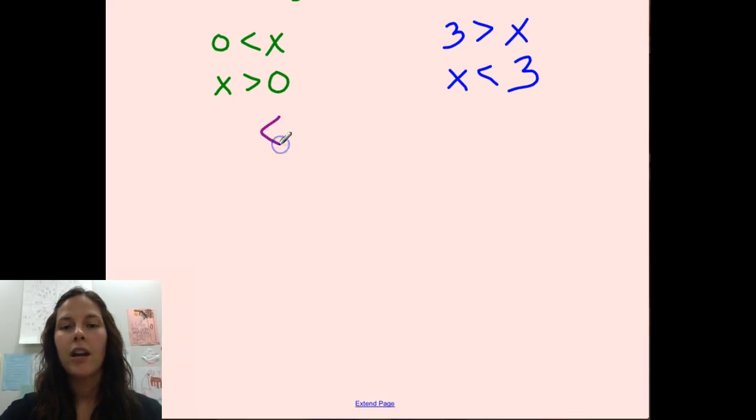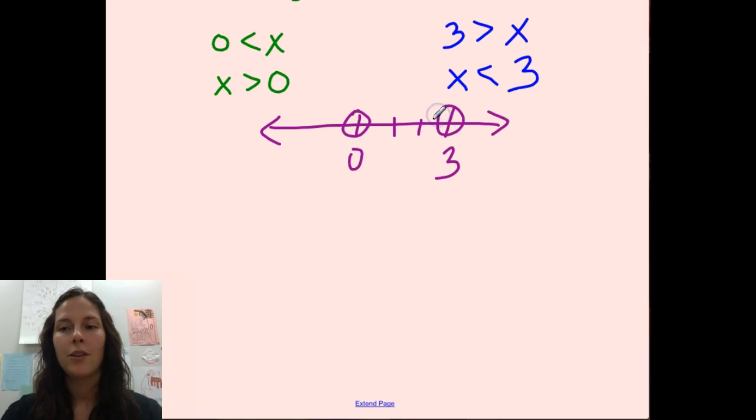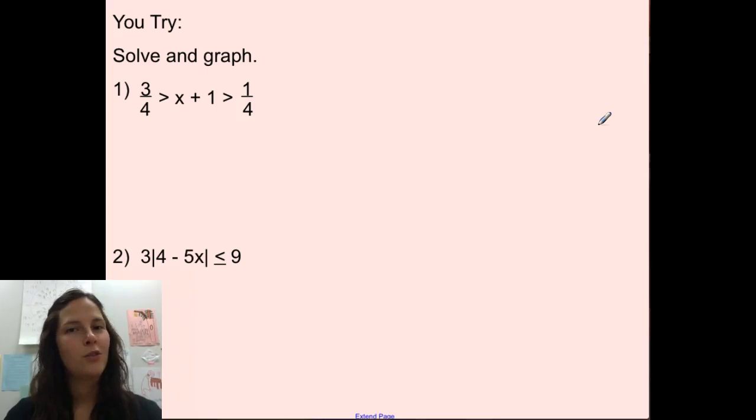Finally, setting up our graph, this is an and, so we will only shade where they are both true. We have open circles at 0 and 3. X is less than 3 and greater than 0 would be shading in between those two values. And here are your try questions.